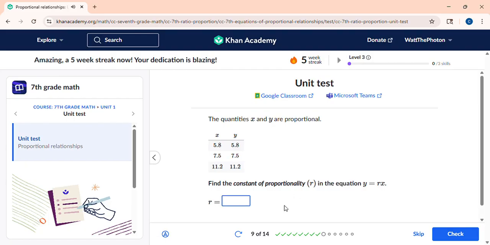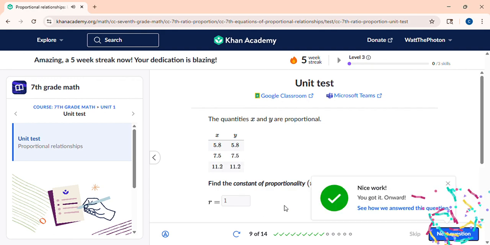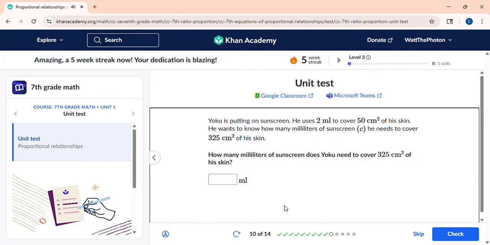The quantities of x and y are proportional. Find the constant of proportionality, R, in the equation y equals Rx.